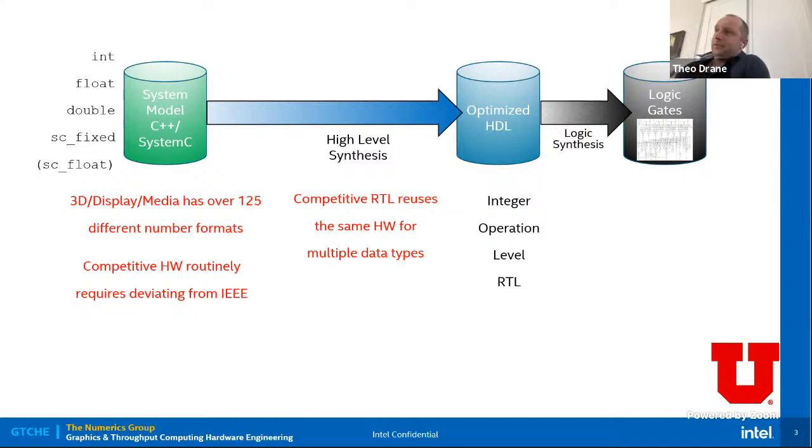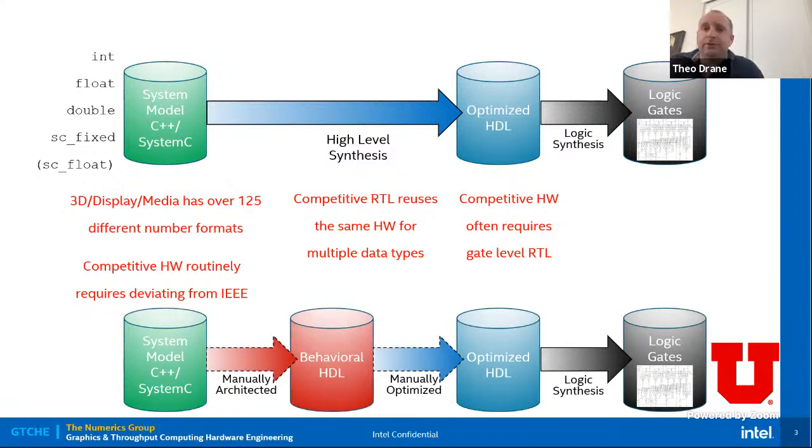And do I do integer-level RTL hardware design? Definitely not. I will go down to gate-level RTL. So the flow at the top isn't what we do at all, and this is really what goes on. We take some kind of system model, and then there are all these lovely manual steps. This is particularly true for GPUs because of all the constraints that I described.